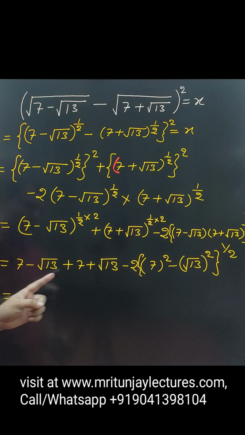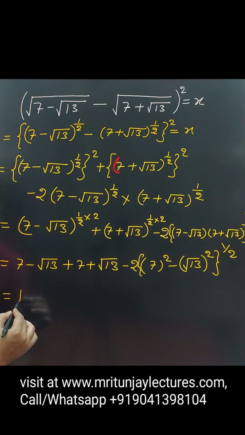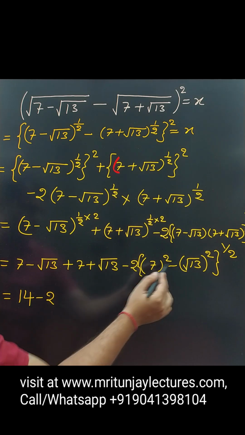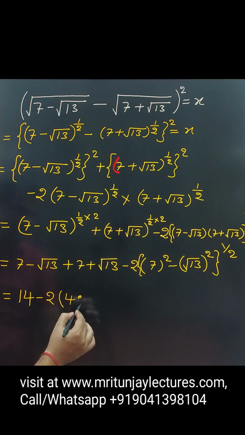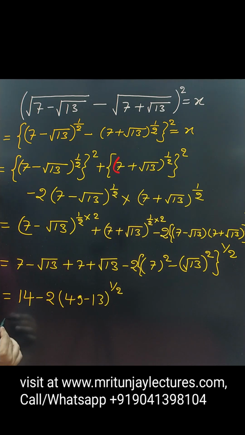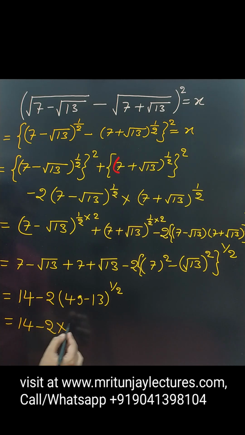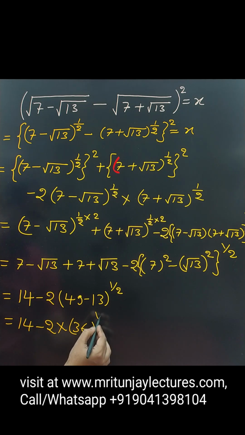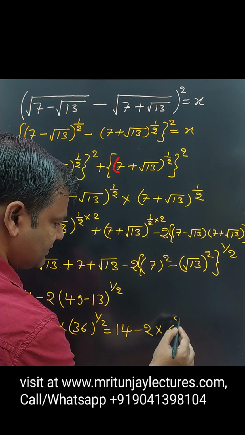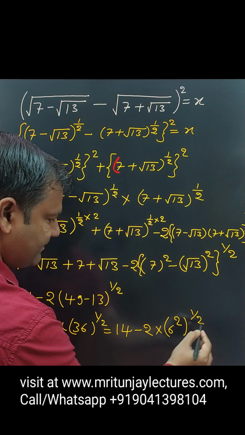Now look, after that, minus 13 plus 13 cancel out, 7 plus 7 is 14, okay, here minus 2, and now what about that value? That one is 49 and that one 13, to whole power 1/2. Now 14, here 2 into 49 minus 13, that is 36. So 36 to the whole power 1/2. Now 14 minus 2, 36 is basically 6 square to whole power 1/2.